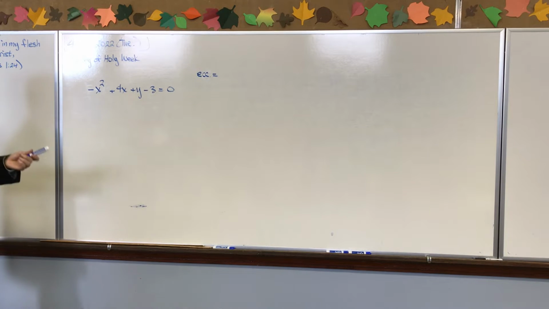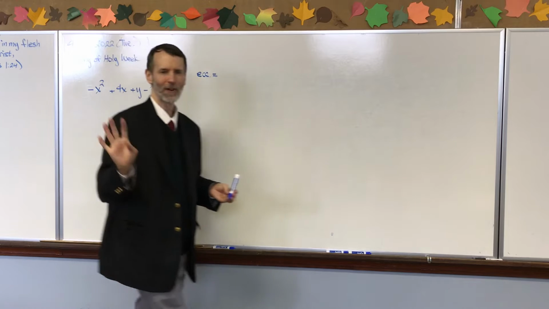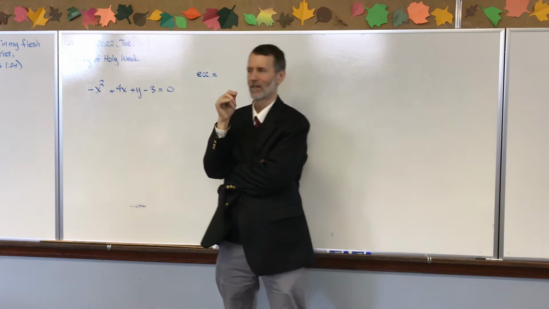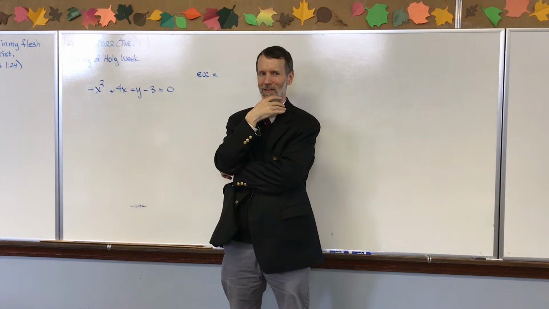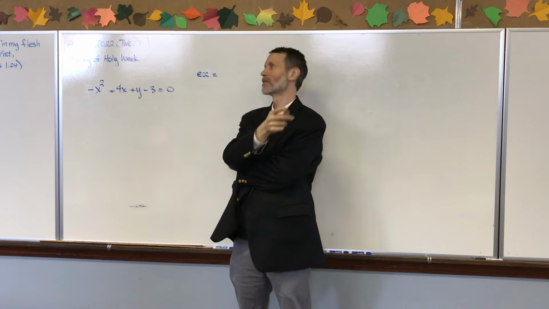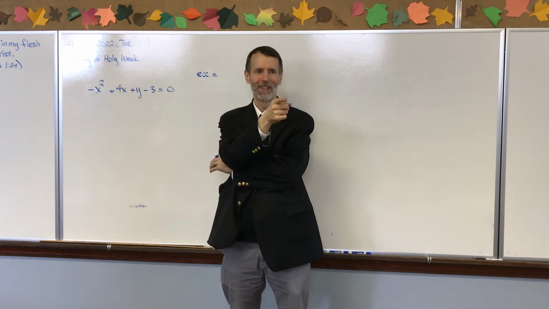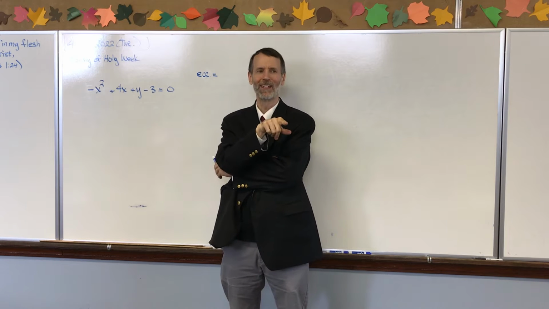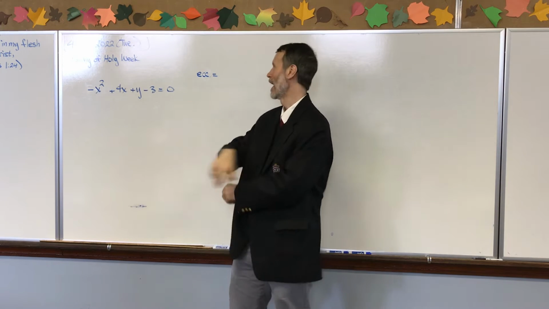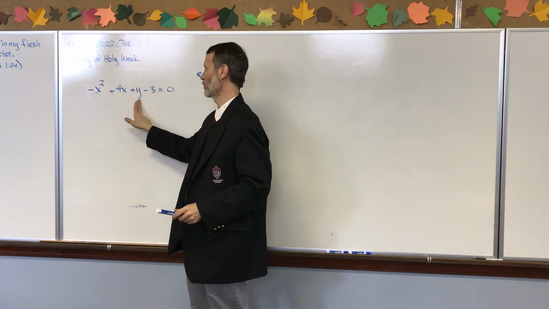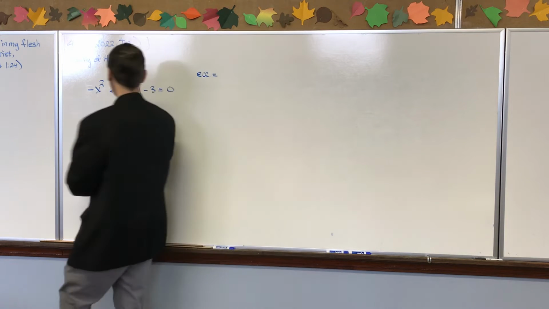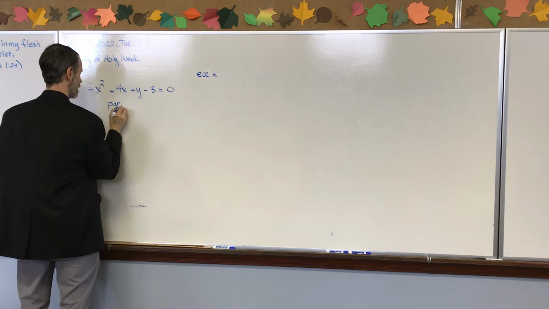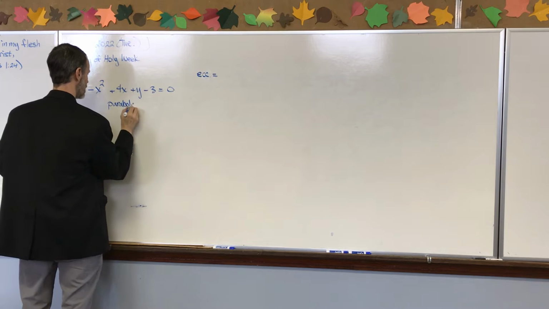How do you find eccentricity? What's the very first thing you have to figure out? What shape it is. What shape is this? It's a parabola. How do you know that so fast? It's just x squared. One variable is squared and one variable is not. This thing has to be a parabola. Does that make sense visually?